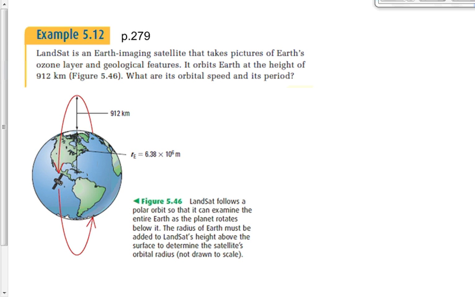Sounds like a lot, but really, Vancouver is further away than this Landsat satellite is. This is more than twice as far as the space station is above us, but it's still really not that far up. We're going to find the orbital speed and the period of orbit as well. We're going to start off by setting Fc equal to Fg, like we do when we have a satellite.